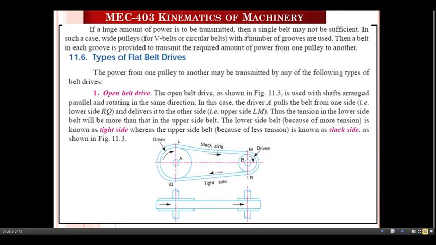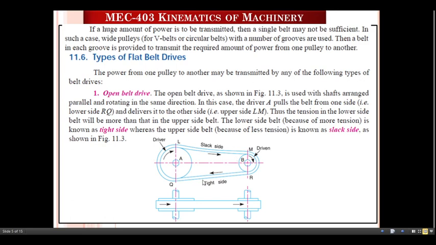If a huge amount of power is to be transmitted, then a single belt may not be sufficient. In such a case, wide pulleys with a number of grooves are used. Then a belt in each groove is provided to transmit the required amount of power from one pulley to another. Now see the types of flat belt drives. The power from one pulley to another may be transmitted by any of the following types of belt drives.